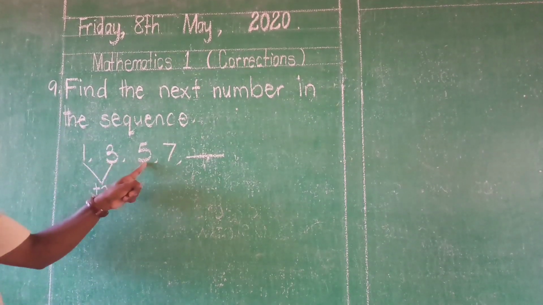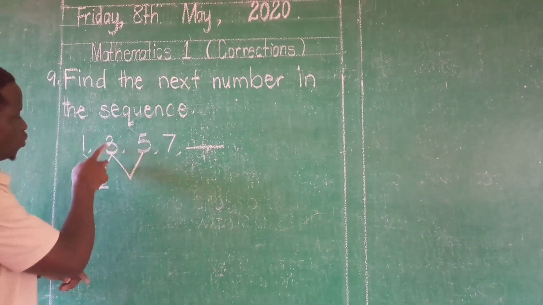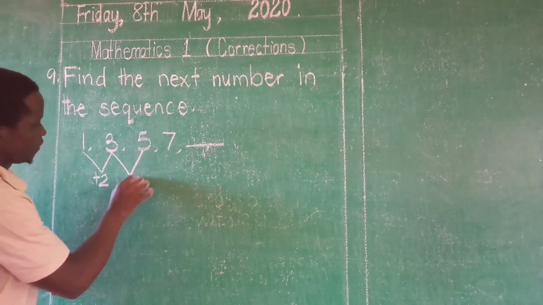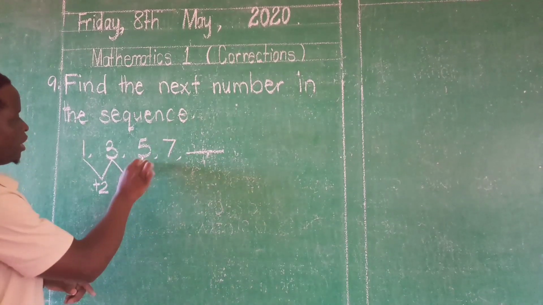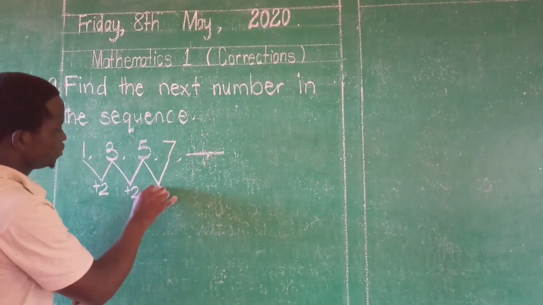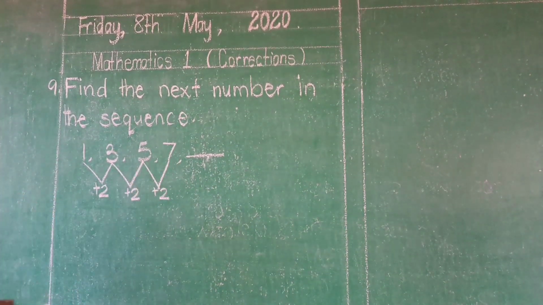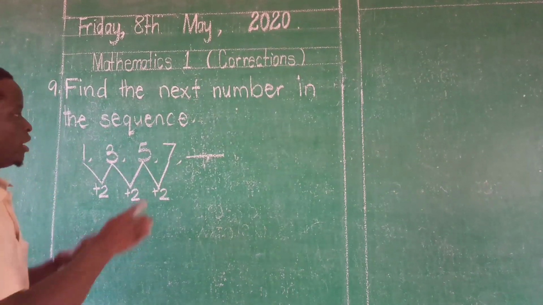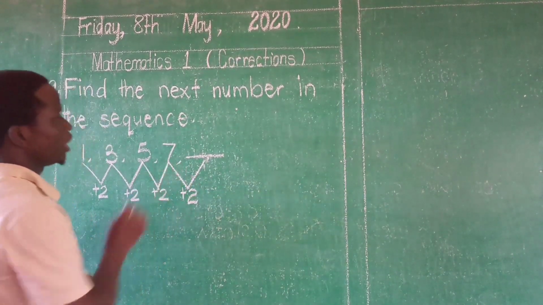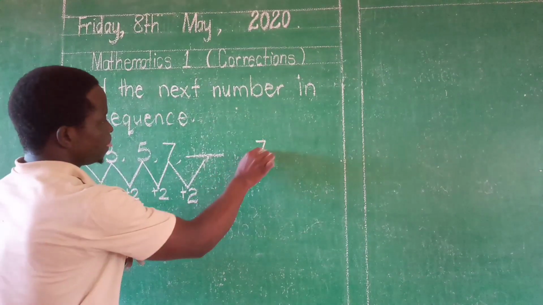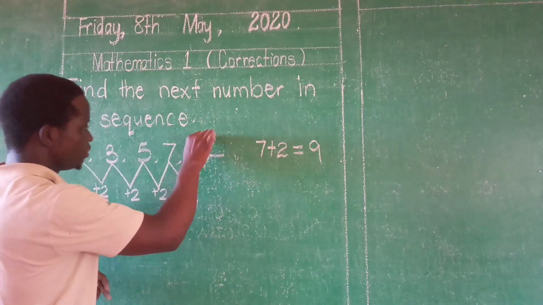How about from 3 to 5? Still you discover that 2 was added to 3. So 3 plus 2 gives 5. From 5 to 7, still 2 was added. Now you discover that it's a 2 being added to get the next number. That's what we are also going to do. From 7 to the next one, we are also going to add there 2. And now 7 plus 2, we get 9. And you write here your 9.